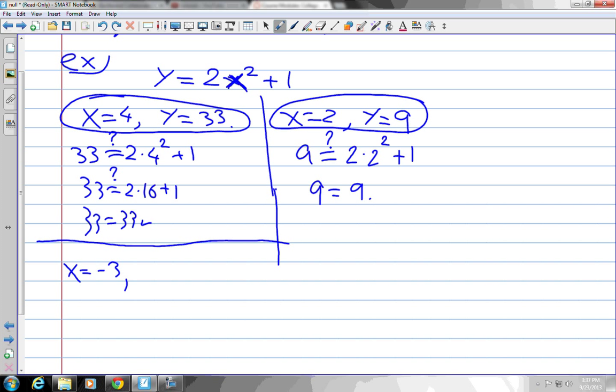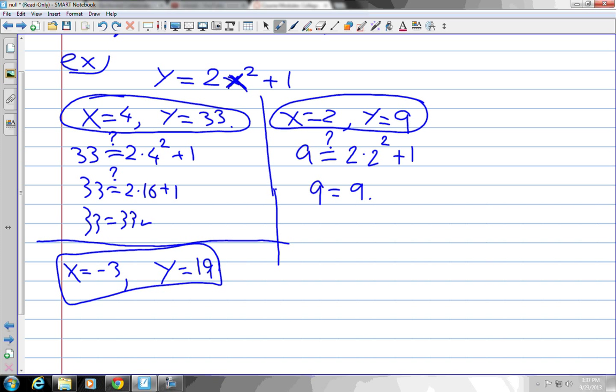What would that be in this case? What is -3 squared? 9, right? Because x is squared, so -3 is squared, so it becomes +9, times 2, plus 1, 19. So looks like that's going to work. So I just found 3 solutions to that equation, right? And I can keep going and going and going.